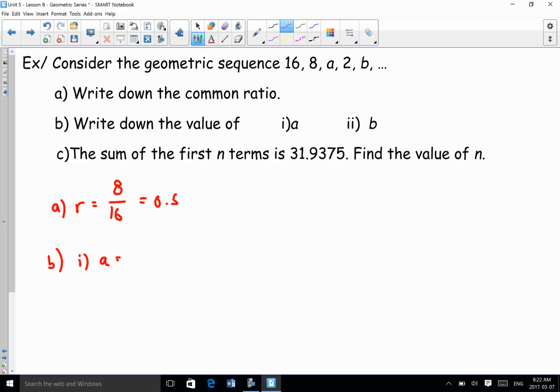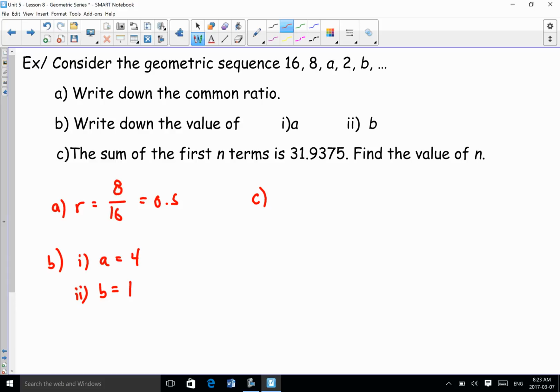We can do that. A is following our pattern. We're cutting in half each time, so A will be 4, and B will be half of 2, which is 1. That was pretty straightforward. Let's try part C. Here's what our real question is. The sum of the first n terms is 31.9375. Find the value of n.